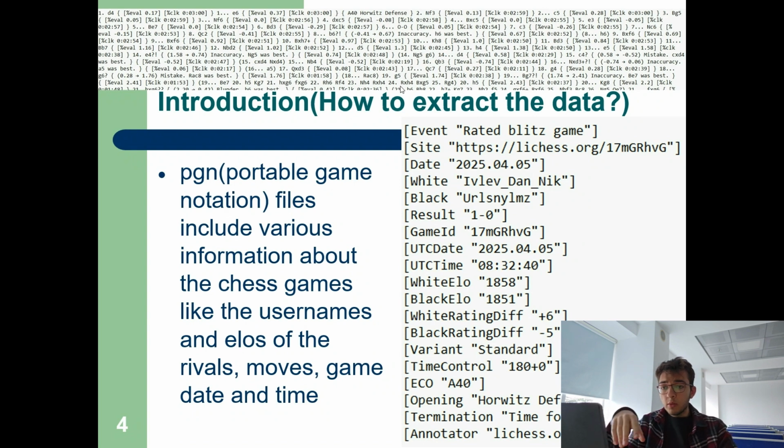Here's an example of a PGN file. The event, the site, the date of the game, the nicknames of the white and black players, the result, the time, date, ELOs, everything properly. And these are the moves at the top.